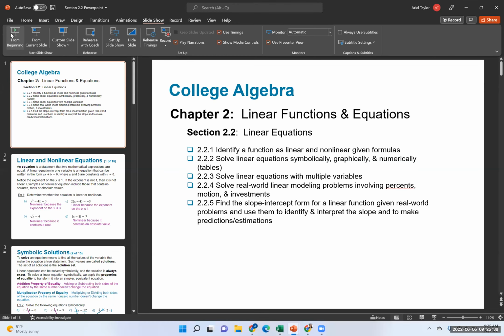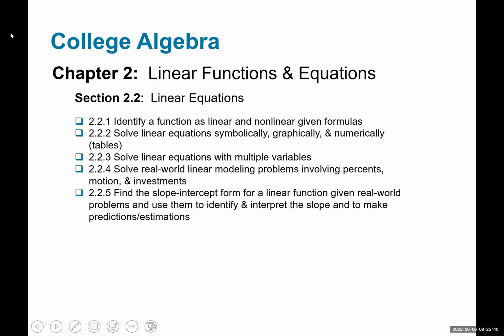All right, so 2.2 is a continuation of linear functions. Today, we're going to talk about identifying if a function is linear or nonlinear. Then we're also going to be able to solve these linear equations symbolically, graphically, and numerically. We're also going to look at linear equations that have multiple variables. So it may have an X and a Y or X, Y, and Z. I don't think we're going to get to X, Y, and Z today, but just know that that is possible.